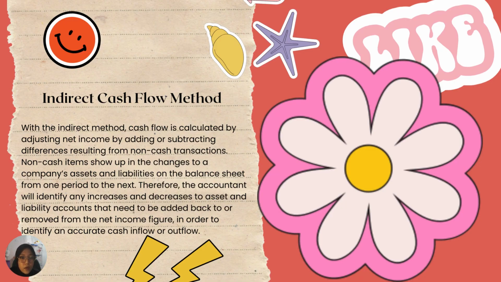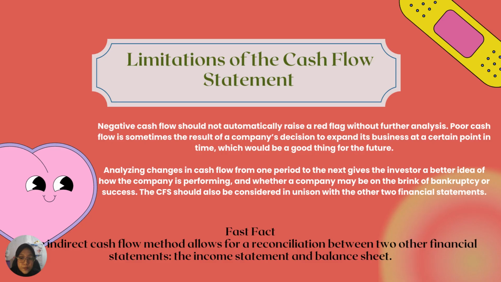Next is the indirect cash flow method. With the indirect method, cash flow is calculated by adjusting net income by adding or subtracting differences resulting from non-cash transactions. Non-cash items show up in the changes to a company's assets and liabilities on the balance sheet from one period to the next. Therefore, the accountant will identify any increases and decreases to asset and liability accounts that need to be added back to or removed from the net income figure in order to identify an accurate cash inflow and outflow.